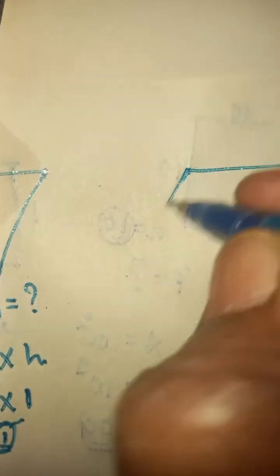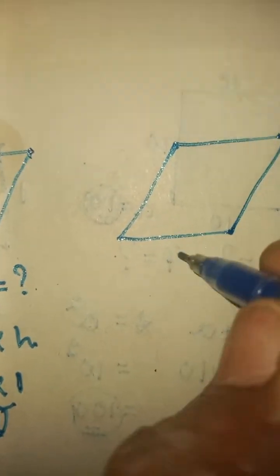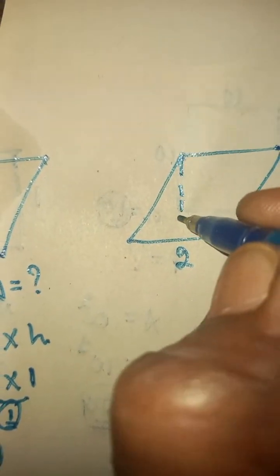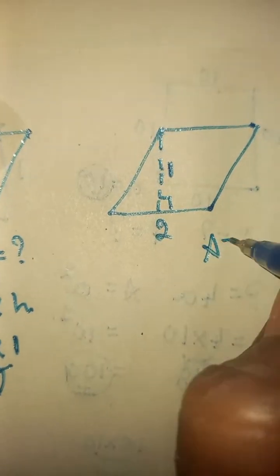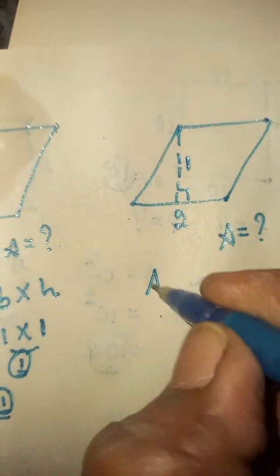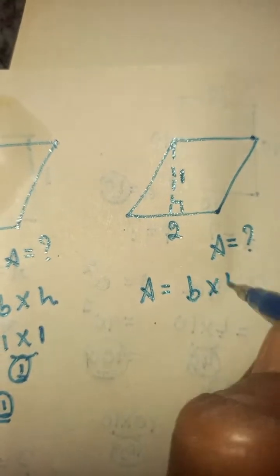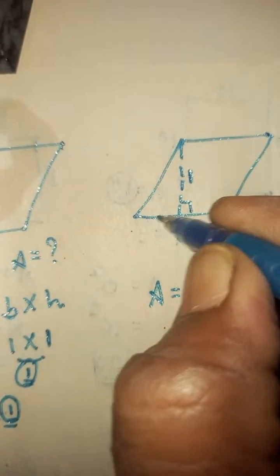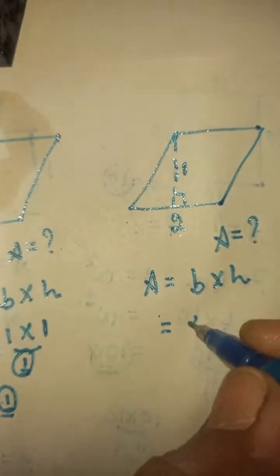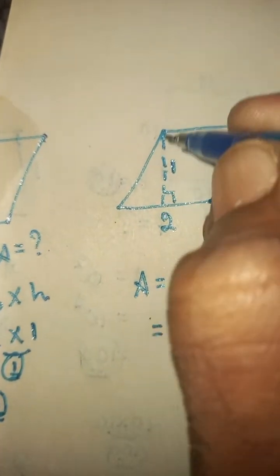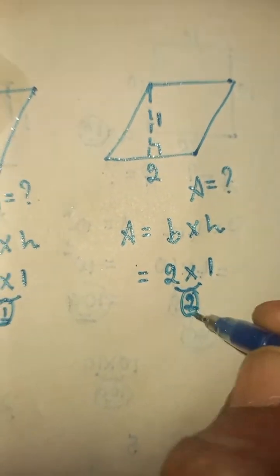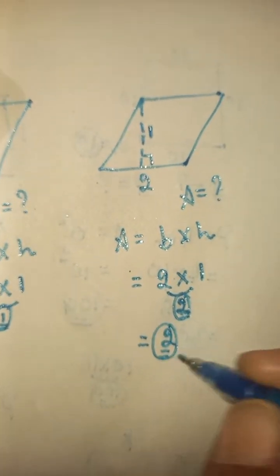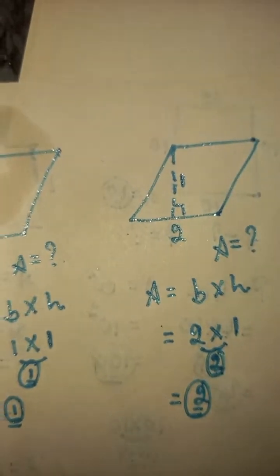Let's take the next parallelogram. In this parallelogram, they have given the base length as 2 units and the perpendicular height as 1 unit. Now you need to find out the area here. Area of a parallelogram is base times perpendicular height. Here this is the base which is 2 units times this is the perpendicular height which is 1 unit. 2 times 1 is 2. So 2 square units is the area of this parallelogram.